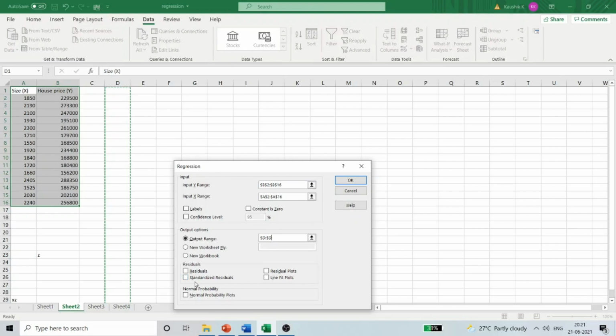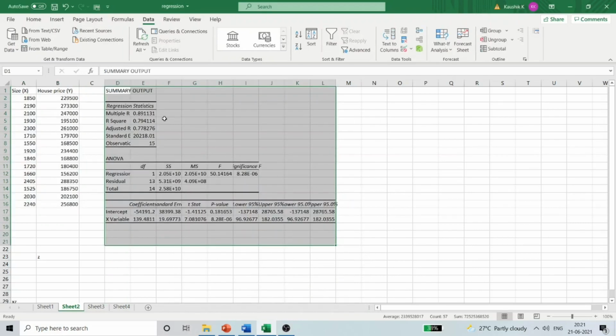And if you want the plot, you can give the plot also, which is not required. Anyways, we know how to plot the graph using Excel also, right? I just have to click on OK, then I'll get the detailed result.